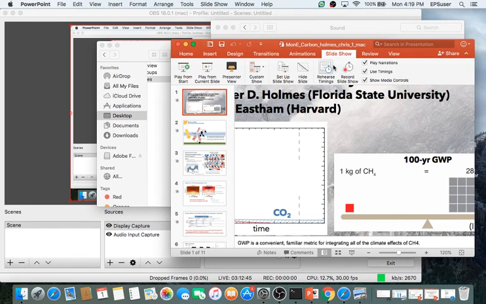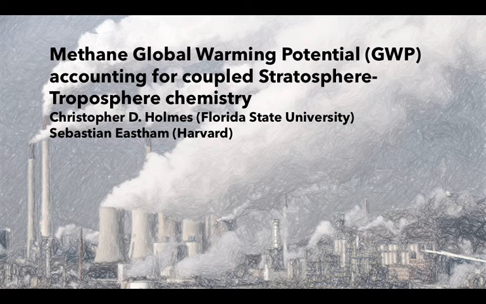All right, so Chris Holmes is up. I really like your title. Hopefully you would just now explain how this works. Coupled stratosphere tropospheric chemistry raises the methane global warming potential. Do I need to say more?